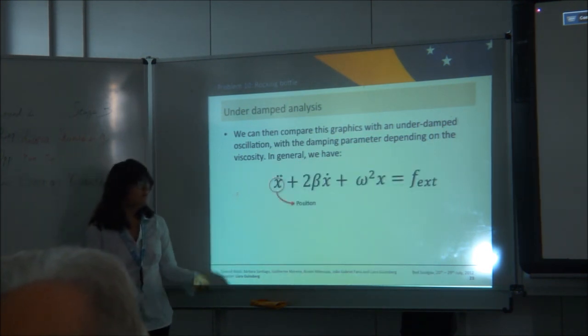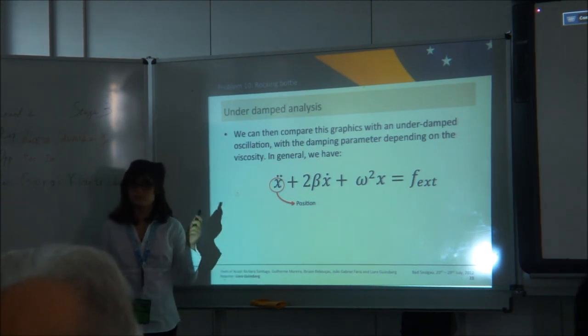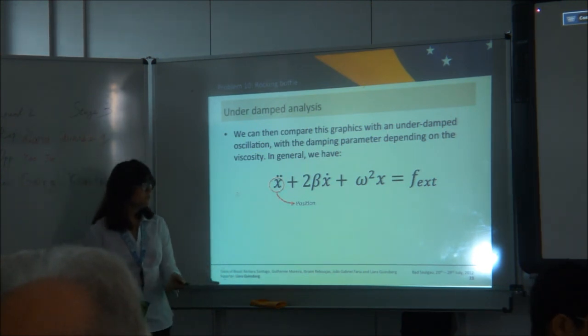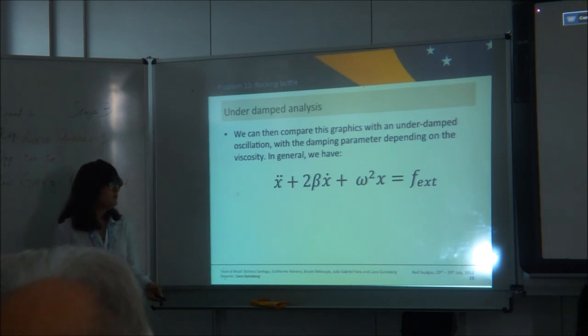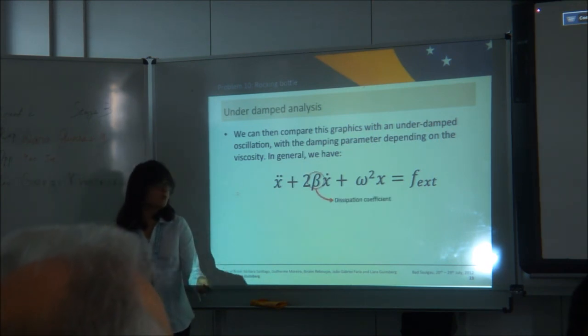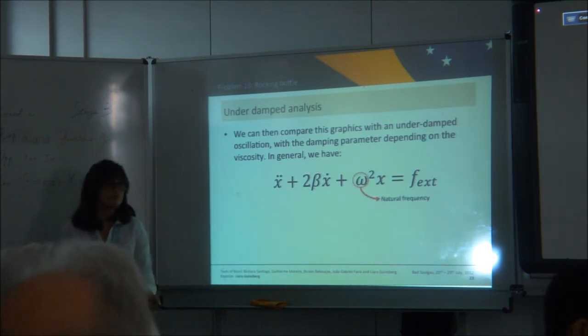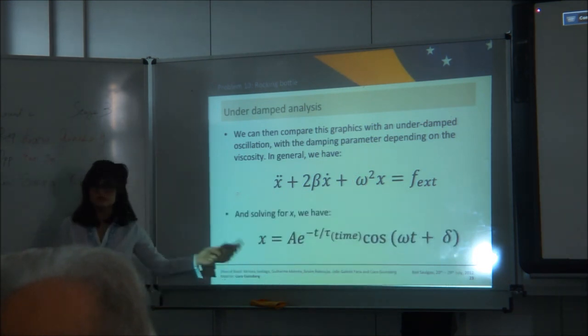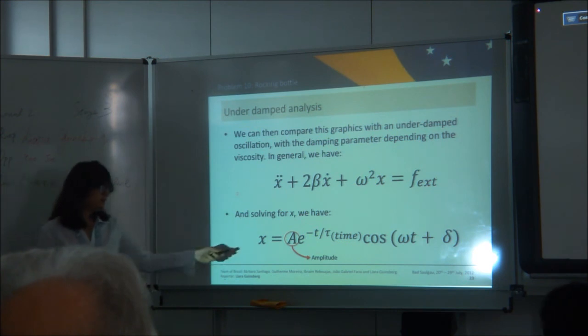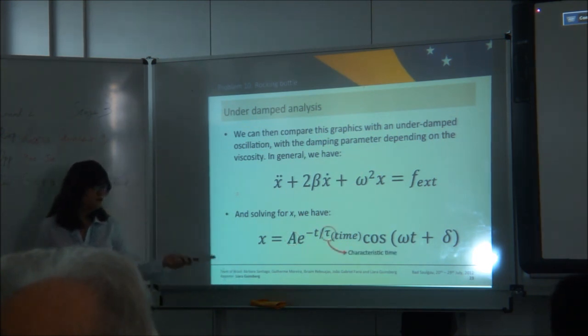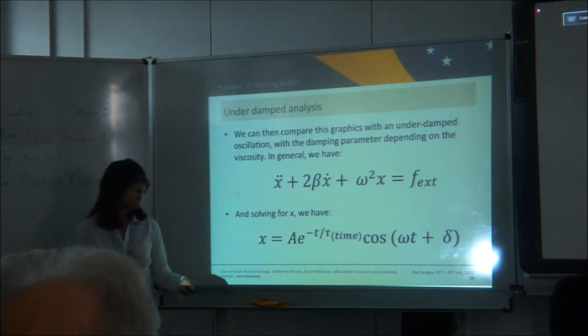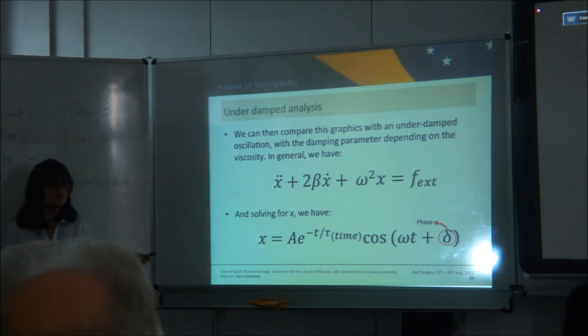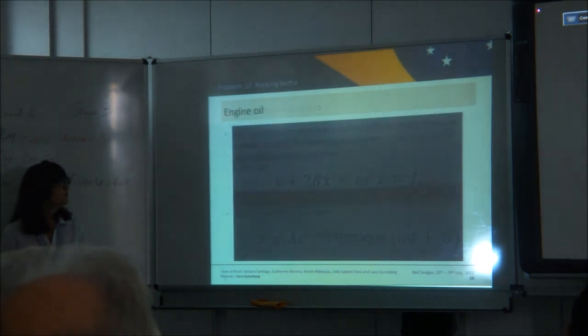In general, we have this equation for the movement, where x is the position, beta is the dissipation coefficient, and omega is the natural frequency. And so for x, we have an equation of this kind, where A is the amplitude, tau is the characteristic time, and phi is the phase of the movement.